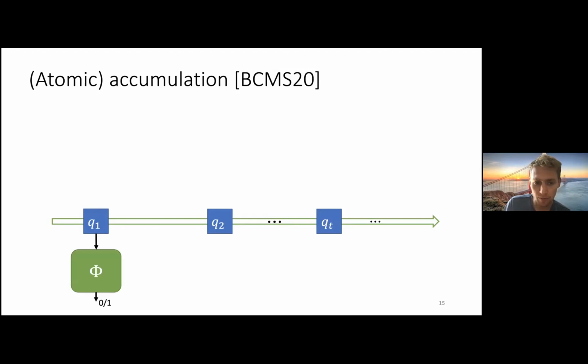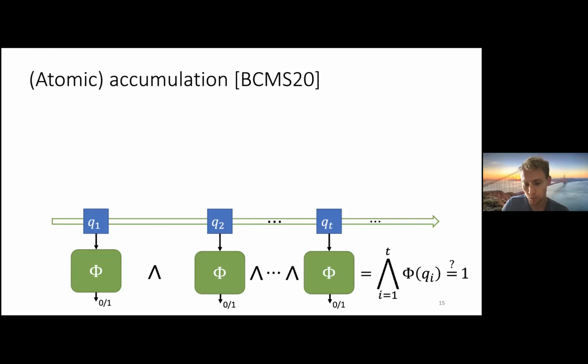So say we have a bunch of inputs to a predicate. We have some predicate, just any good old predicate, and we have these inputs Q1 through Qt to the predicate. And we want to know whether the predicate applied to each of these inputs, whether all of them are accepting. So, whether phi applied to Qi for all i is equal to 1.